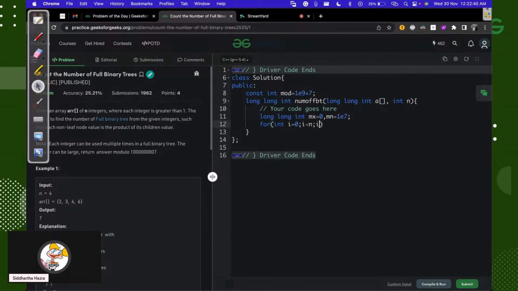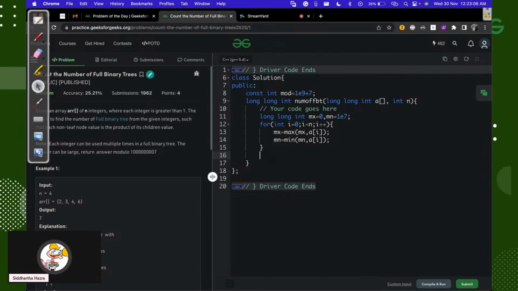Minimum is not required, but as we are traversing the whole array for the maximum anyway, why not find the minimum also, so that a little more optimization can be done. mx is equal to max of itself and the value that is already there. In the same way, mn is equal to min of itself and the value encountered here.